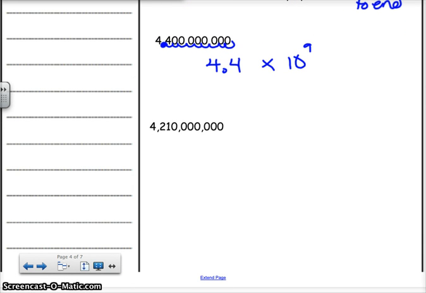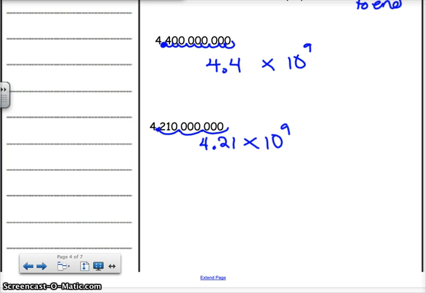Okay, the next one, and you always include the non-zero numbers, unless there's a 0 in between them. Where am I going to put the decimal? Right after the 4. So I look to see where's my first non-zero digit. Put the decimal there. 4.21 times 10, and how many spots to get to the end? It would be 3, 6, 9. 4.21 times 10 to the 9.